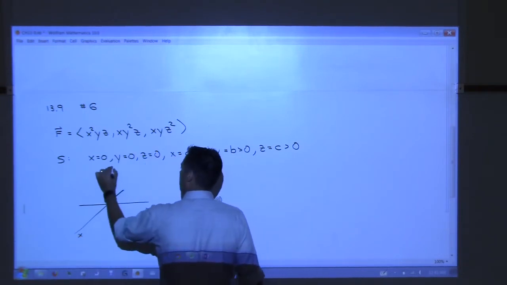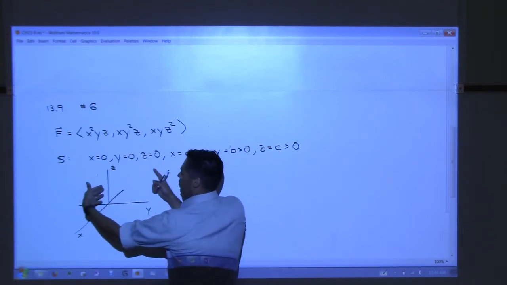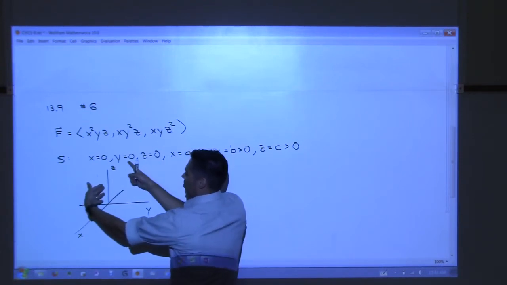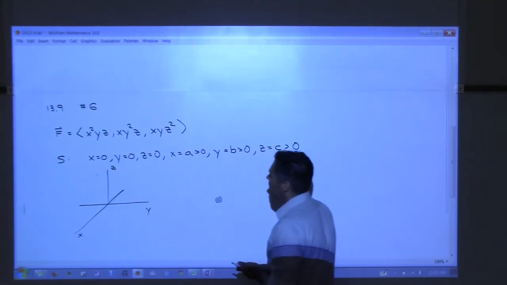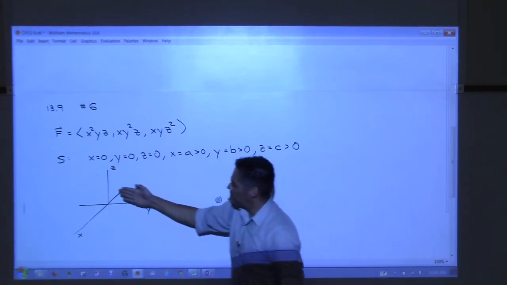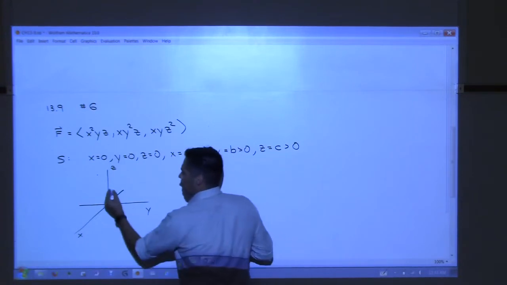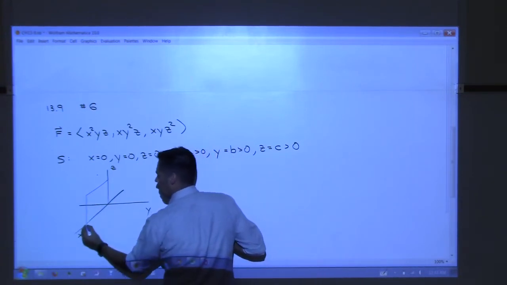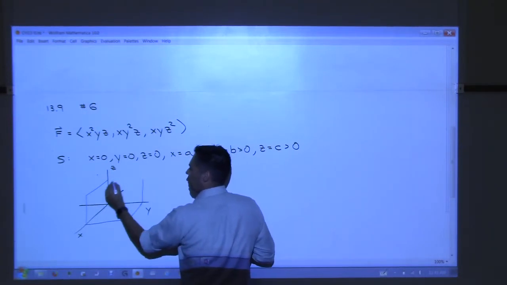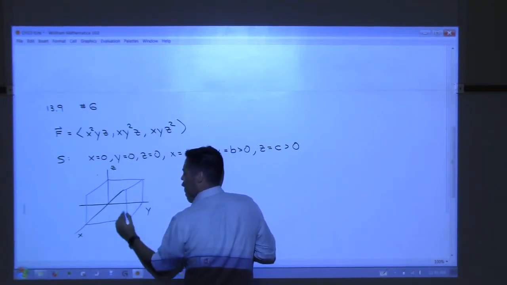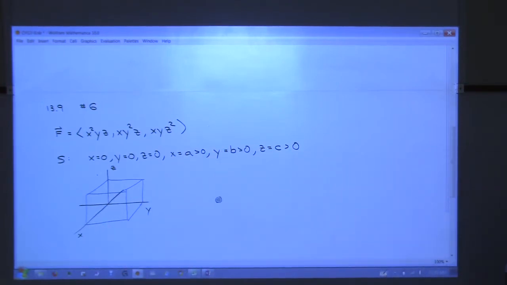X, y, z. So I have the ground, that's z equals 0. This wall right here, which is y equals 0. This back wall, which is x is 0, right? And then I have 3 more planes. X equals a brings this plane out. I'm not going to make them the same length. They don't have to be the same length. All right, something like that. Do you see that? It's like a rectangular box.